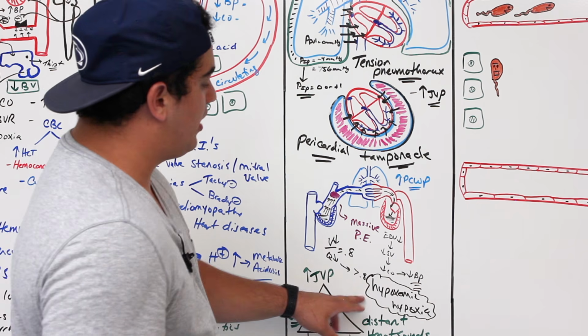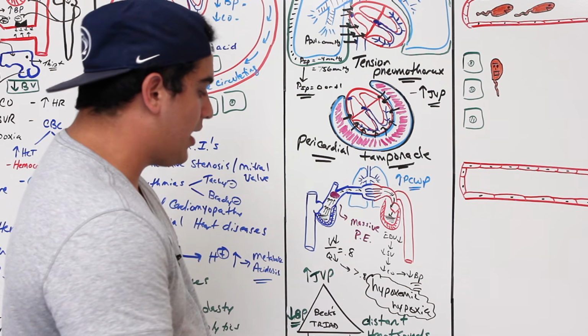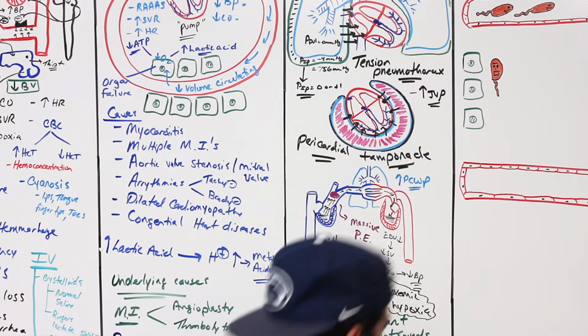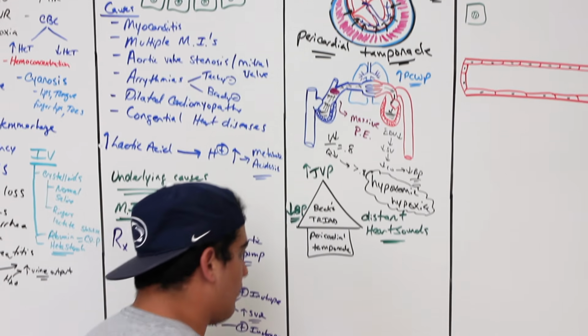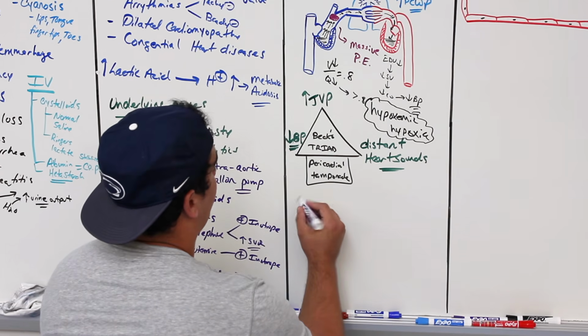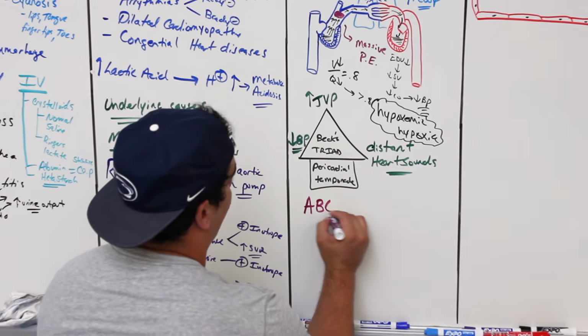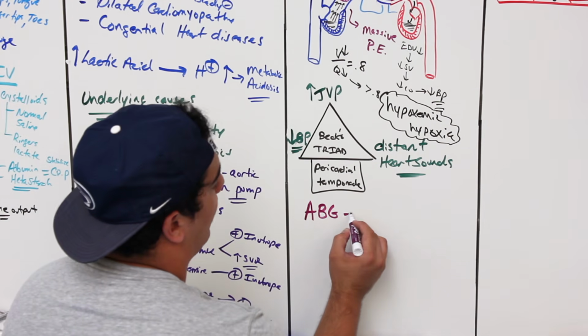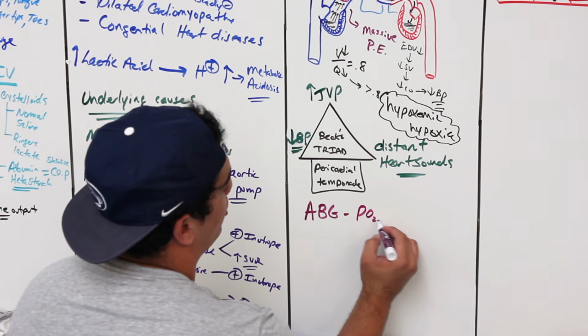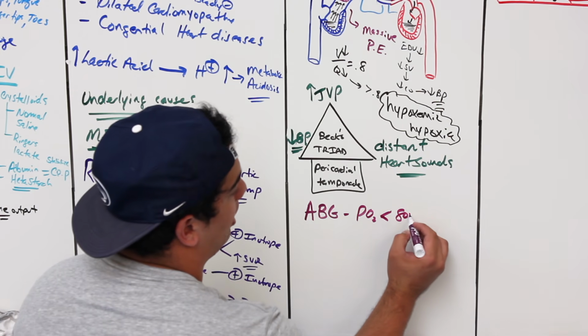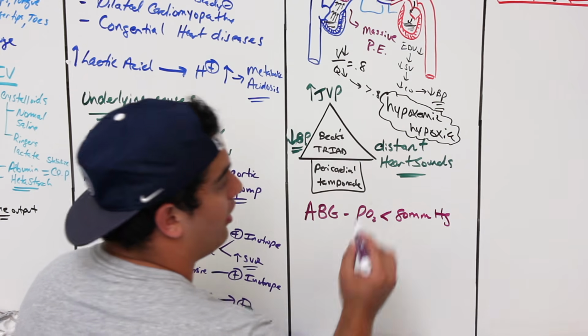Other things that you might see in this person: because they have hypoxemic hypoxia, if you do what's called an ABG, an arterial blood gas, you're going to notice that these people have a very low result. Their partial pressure of oxygen is actually going to be a lot less than 80 millimeters of mercury. That's one thing that you might notice here.